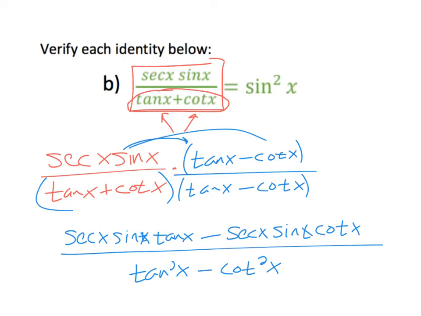Now it almost seems like the denominator would be an identity, although those are two separate trig functions that don't involve the same Pythagorean identity. So you could either replace this with secant squared minus 1, or you could replace this with cosecant squared minus 1. But either way, if you do that, you just get the denominator being messier.